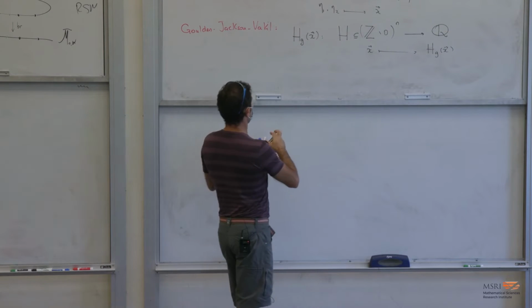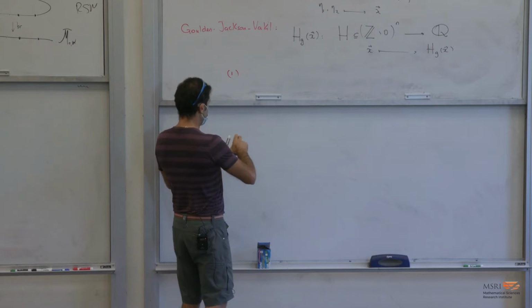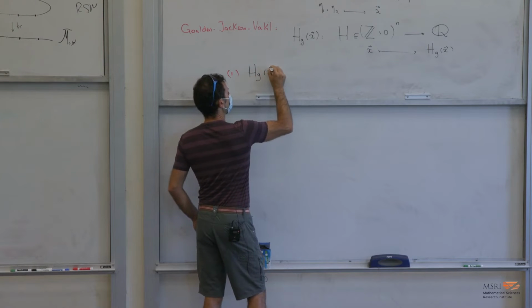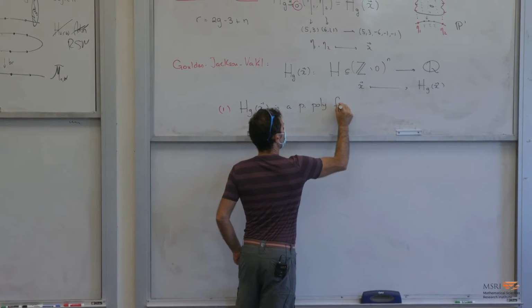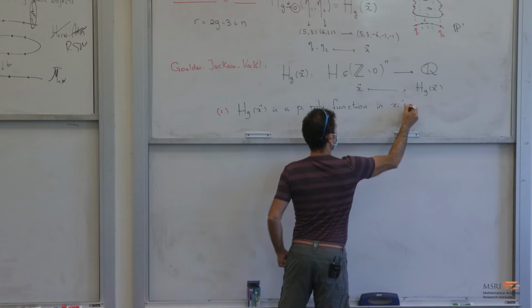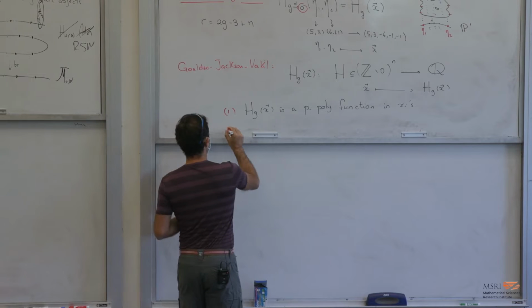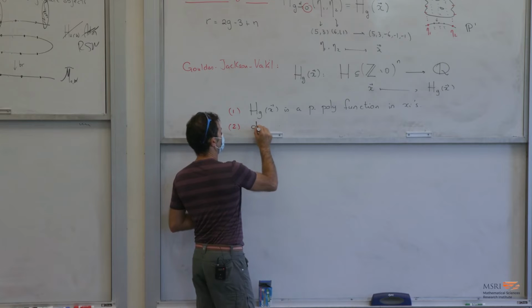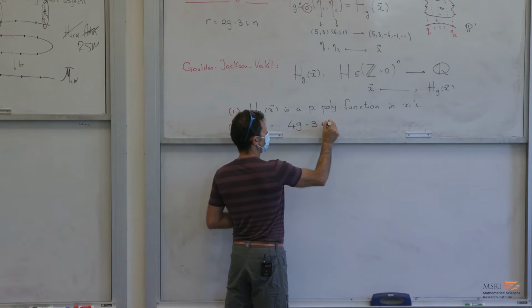And what they show is that h_g,x is a piecewise polynomial function in the x_i's. And they actually compute the degree to be equal to 4g minus 3 plus n.